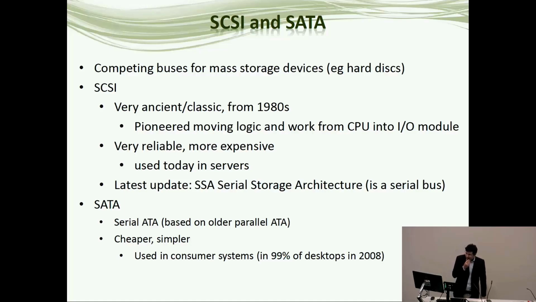SCSI was interesting in the 1980s because it pioneered this notion of taking work out of the CPU and putting it in the I/O module. Until that point, a lot of this work would have to be done by the CPU, controlling timing and error handling. And SCSI created this idea of making the I/O module behave in a more CPU-like way. It offloads a lot of the work from the CPU. So your 1980s SCSI machine is going to run faster than everything else because the CPU is freed up to actually do computing rather than wasting its time on I/O.